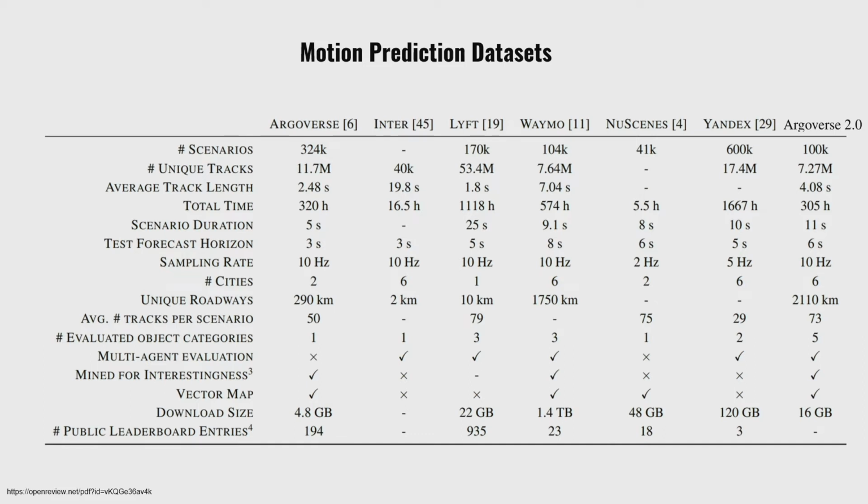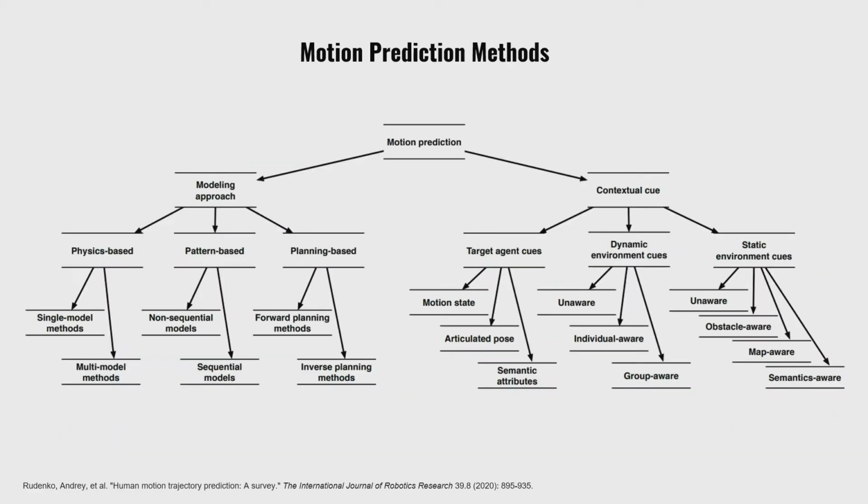Also, I wanted to mention that in the last 2 or 3 years, a lot of new datasets became available. For instance, 7 new datasets became available. 2 of them became available last year. 3 of them became available this year from Waymo, a subsidiary of Google, and from Yandex.